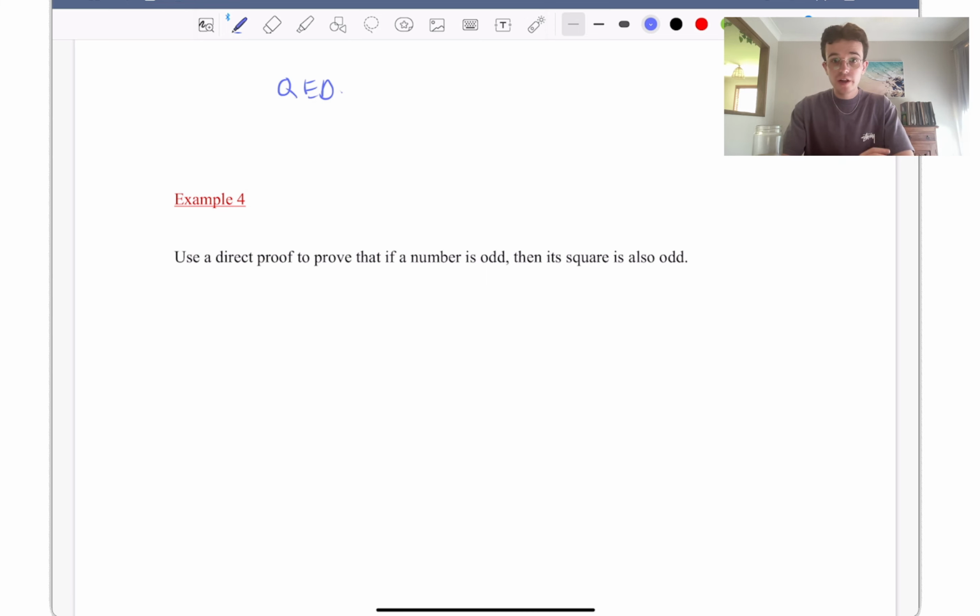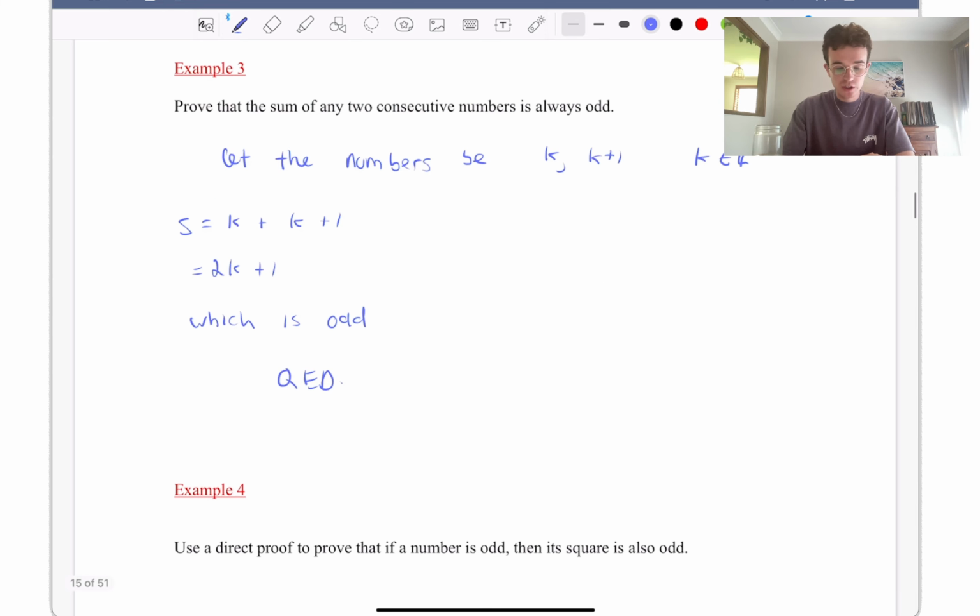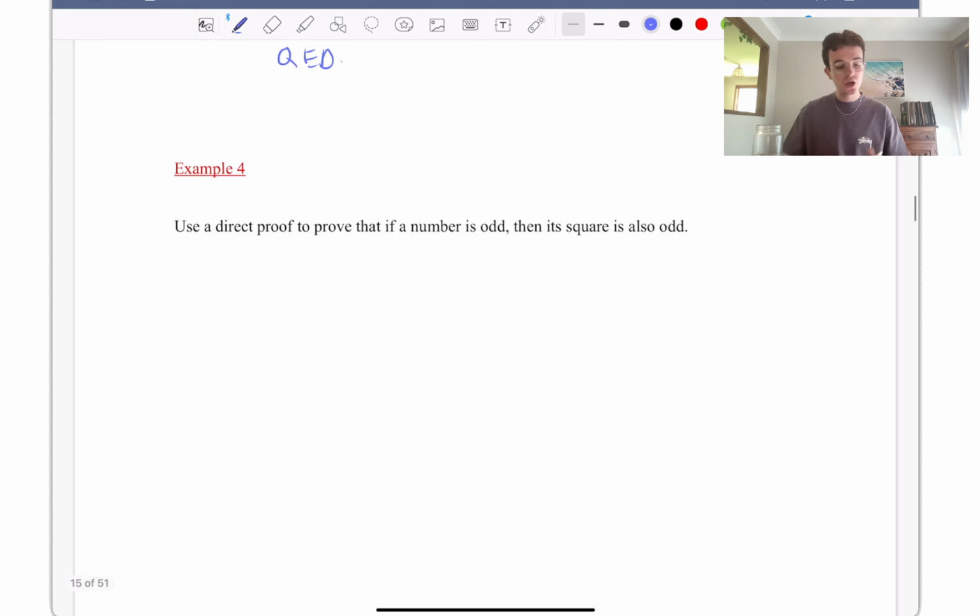So yeah, we can call these direct proofs. Often it won't tell you what to do. Often in Extension 2 we're not going to be told to use induction, or direct proof, or contraposition, or counterexample, or contradiction. These are all the proof methods we're going to learn. It's just going to say prove, and you've got to determine which method of proof is the best. So, example 4: use a direct proof to prove that if a number is odd, then its square is also odd.